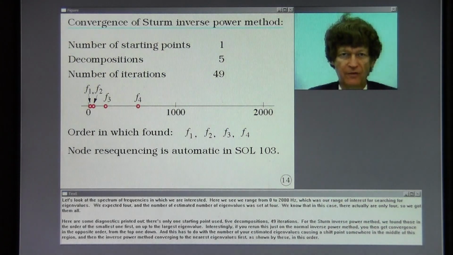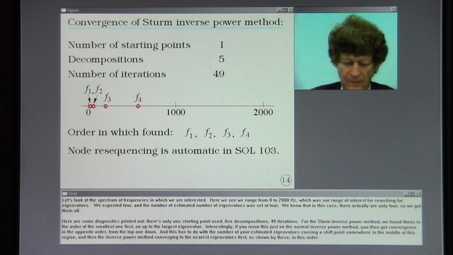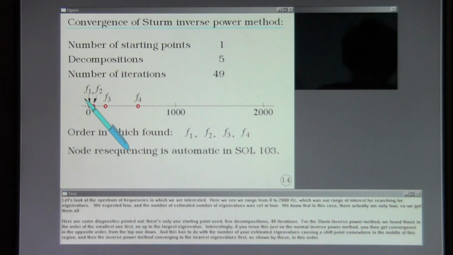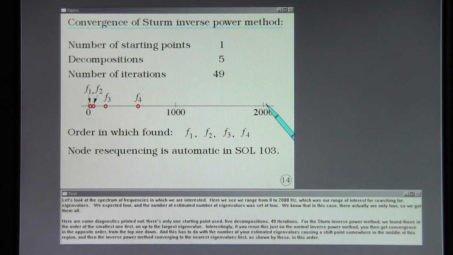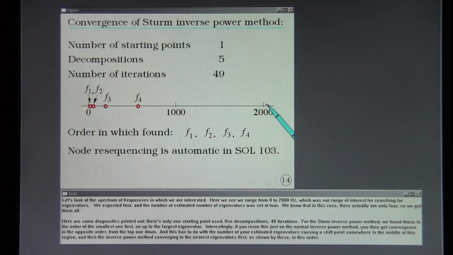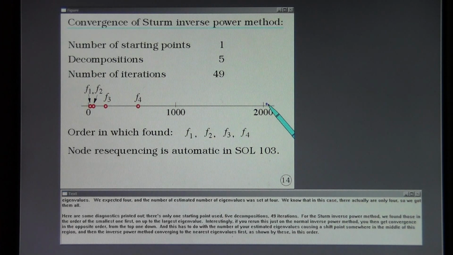Let's look at the spectrum of frequencies in which we're interested. Here we see we range from 0 to 2000 hertz, which was our range of interest for searching for eigenvalues. We expected 4, and the number of estimated eigenvalues was set at 4. We know that in this case there actually are only 4, so we got them all. Here's some diagnostics printed out. There was only one starting point used, 5 decompositions, 49 iterations.